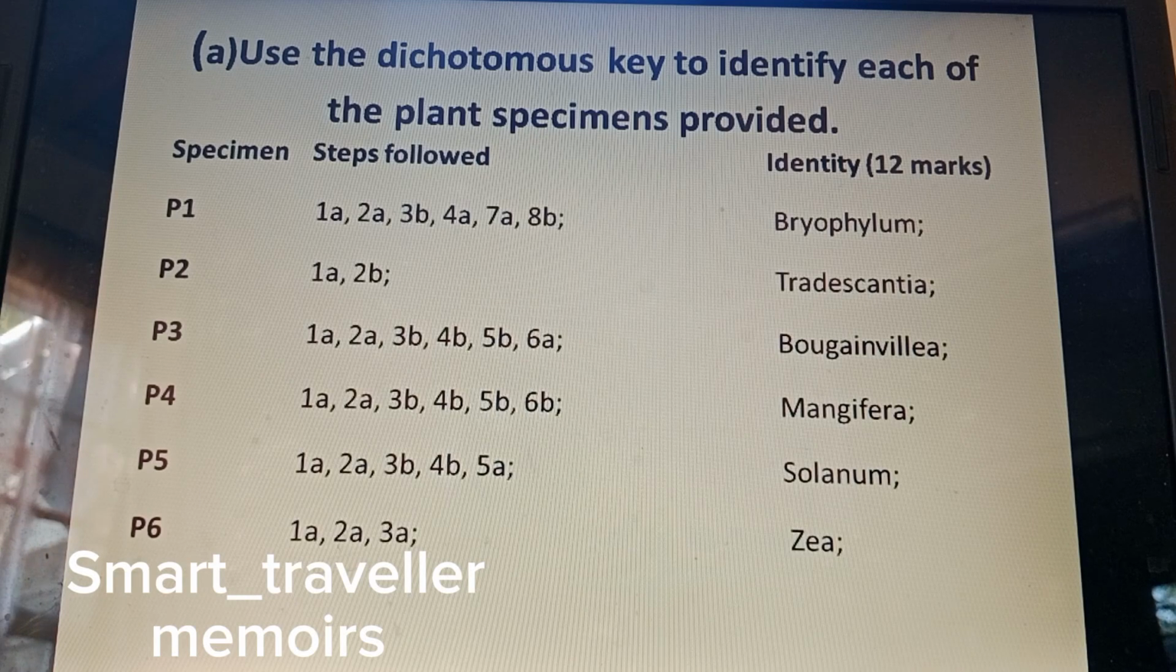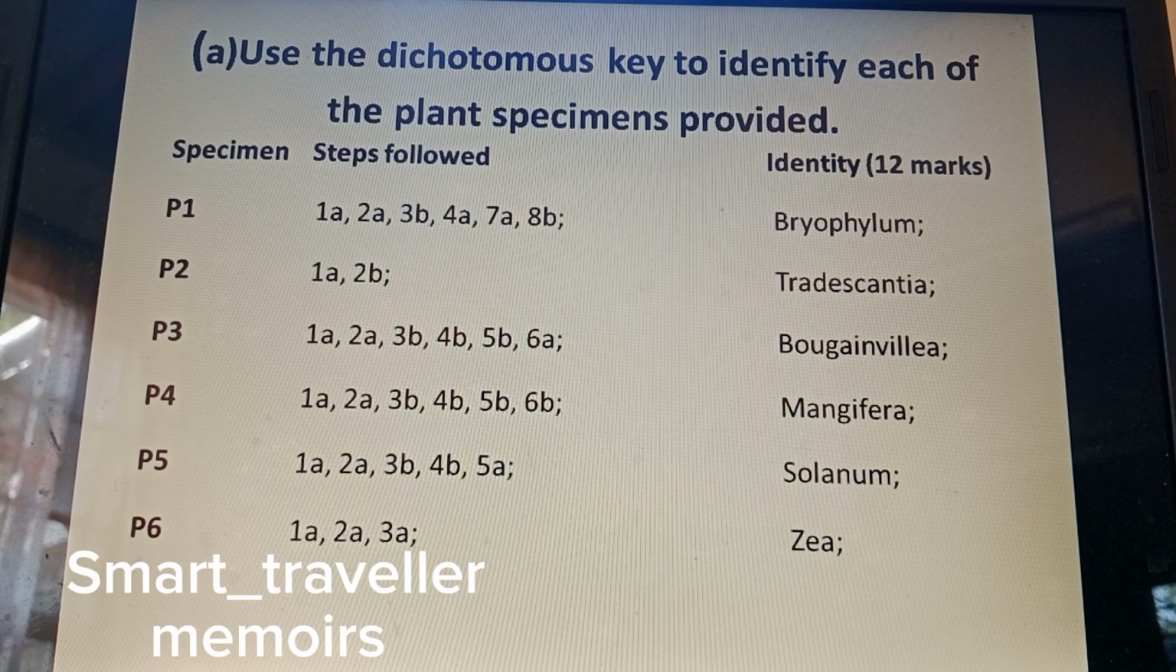For you to get Bryophyllum, you need to go to step 1A, 2A, 3B, 4A, 7A, and 8B. You identify Bryophyllum. P2: 1A, 2B, Tradescantia. P3: 1A, 2A, 3B, 4B, 5B, 6A, Bougainvillea.